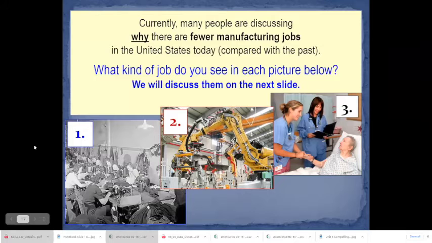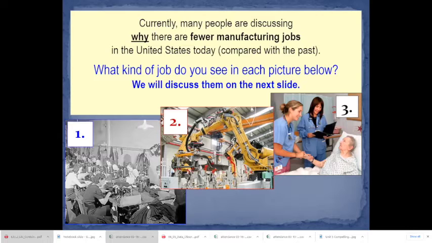So we asked them, what kind of a job do you see in the pictures below? The one on the left, they're going to say it's a really old picture. So we need to talk to them about that. Black and white photos were big for a very long time. So it is during the same time frame that we're doing the graph on.